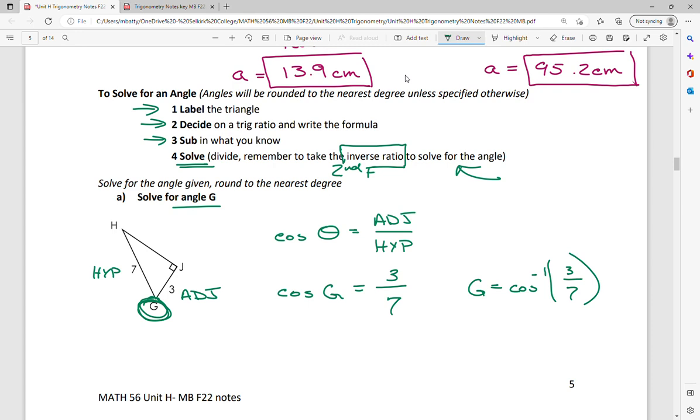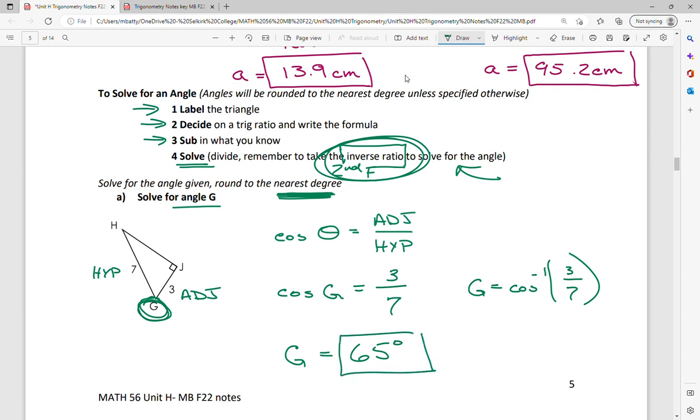What you need to remember is to hit the second function button. So G should come out rounding to the nearest degree because that's the way we're always going to do this unit. Sides are to 1 decimal place and angles are to the nearest degree. We get 65 degrees.